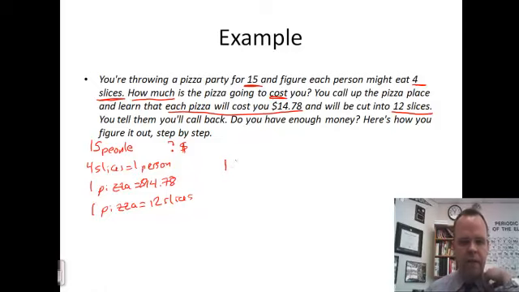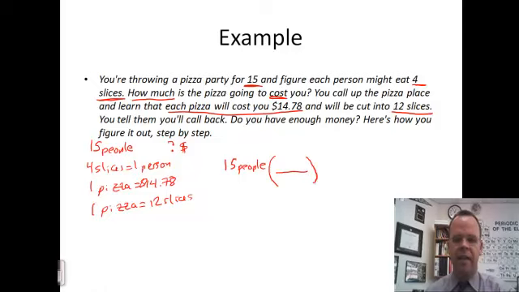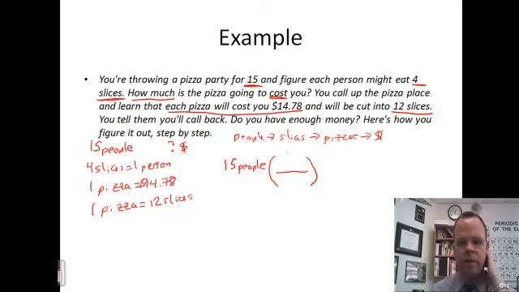I'm going to write my starting value here, 15 people. This isn't a conversion factor. This is the one piece of information that is just a given value. I want to convert that. One thing that can be really helpful is to make a plan of the conversions you're going to do. I'm going to go people to slices to pizzas to dollars.